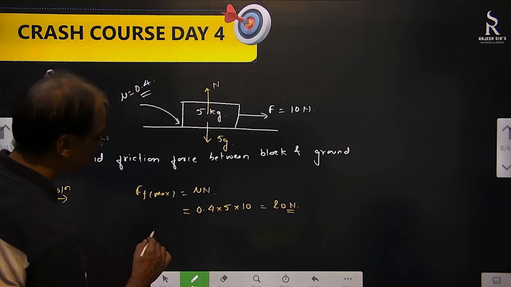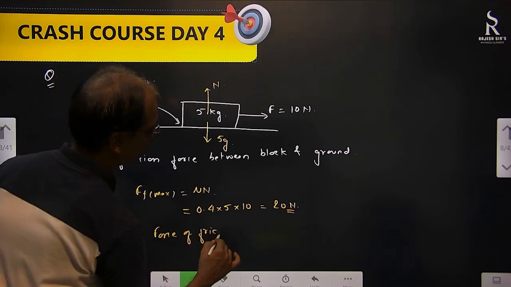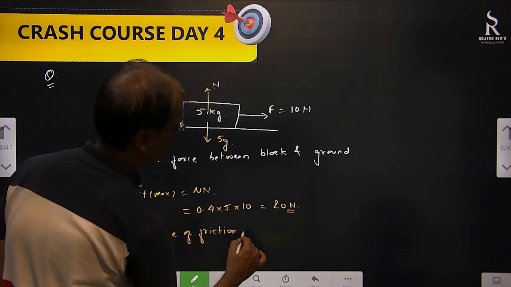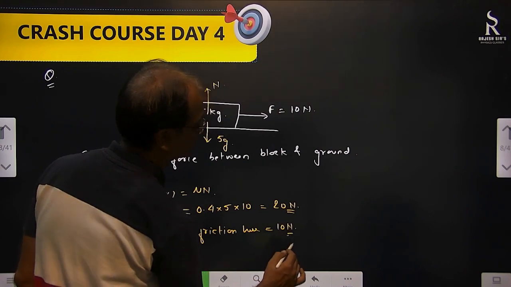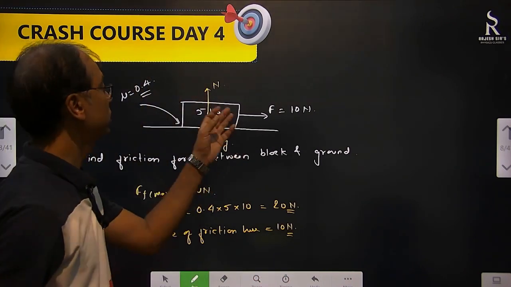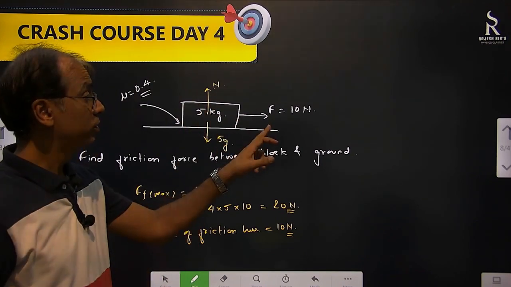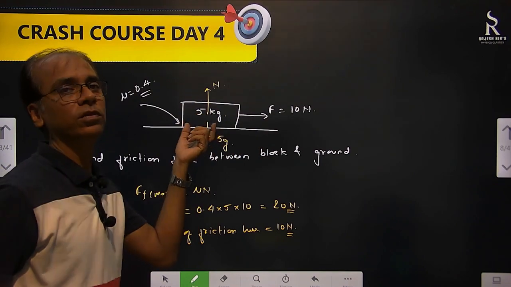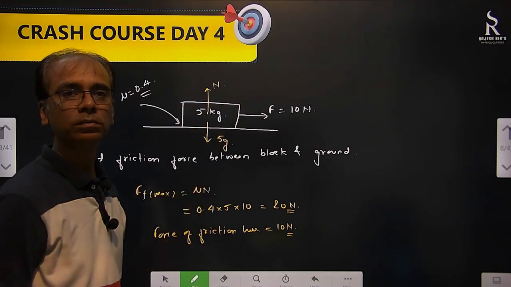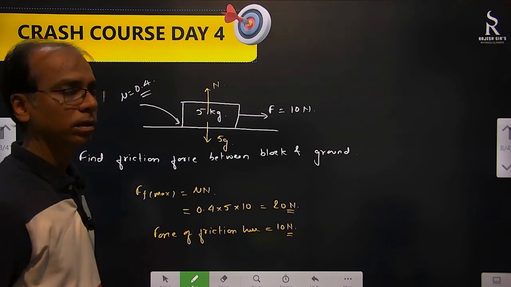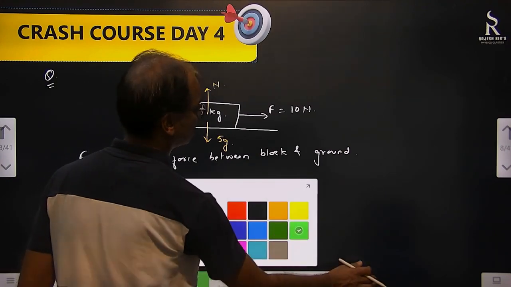So the force of friction in this case is 10 Newton only. As I told you, till the applied force is less than the maximum value of force of friction, the force of friction will be equal to the applied force itself. Okay, right?